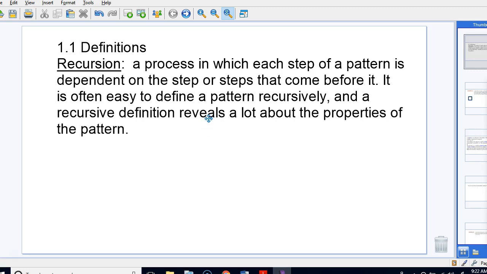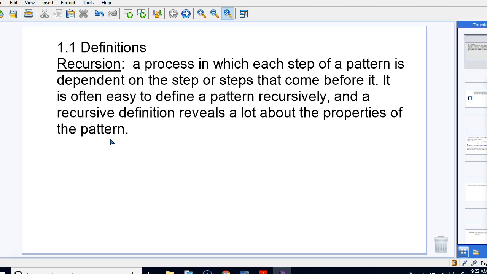Everybody, welcome to 1.1. We're going to start off with a definition, and our definition is called recursion. You may or may not have seen this before. Recursion is a process in which each step of a pattern is dependent on the step or steps that come before it. It is often easy to define a pattern recursively, and a recursive definition reveals a lot about the properties of the pattern.